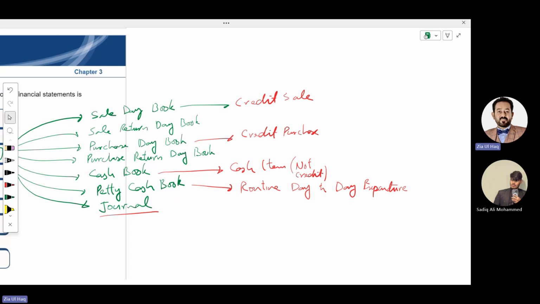Credit sales will be recorded in the sale day book. Credit sale returns will be recorded in the sale return day book. Credit purchases will be recorded in the purchase day book, and purchase returns will be recorded in the purchase return day book. Cash transactions will be recorded in the cash book. Petty cash expenditure will be recorded in the petty cash book. All other entries will be recorded in the journal, especially at the year end. The company makes some year end entries, and those year end entries will be recorded in the journal.